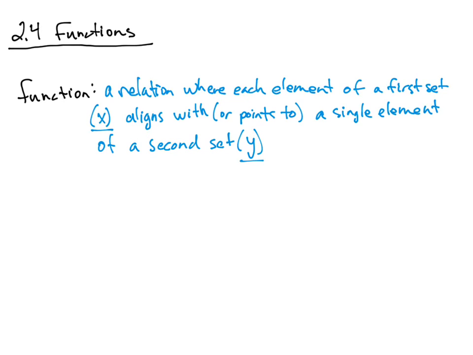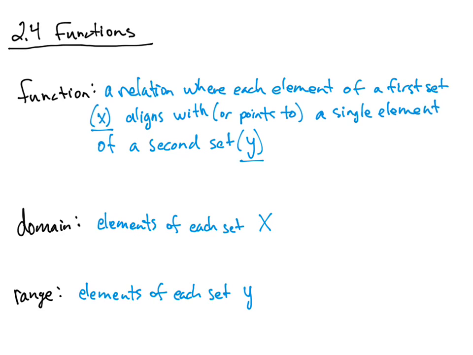Now there are two terms that relate to a function, and that is the domain and range. The domain is made up of all elements of set X, and the range is made up of all elements of set Y. We can sometimes think of the domain as what goes into the function, or the input of a function, and we can think of the range as anything that gets output from a function.